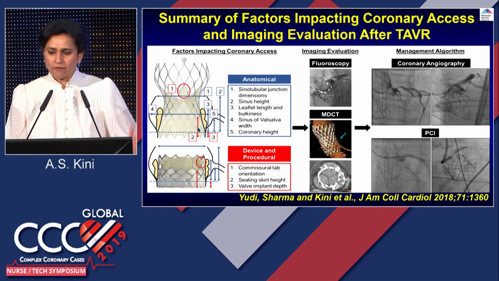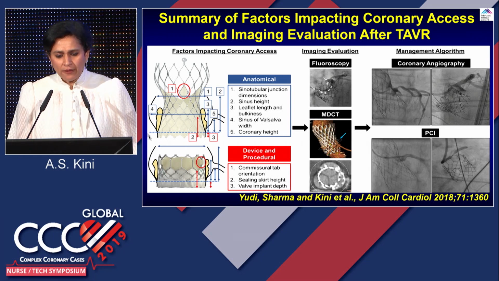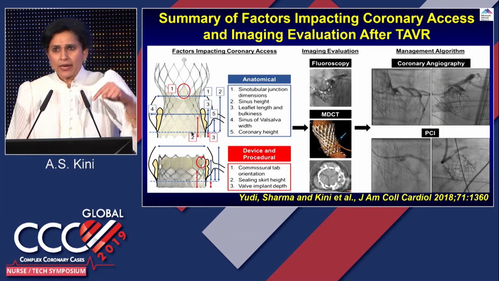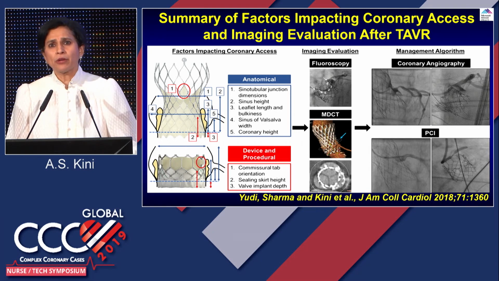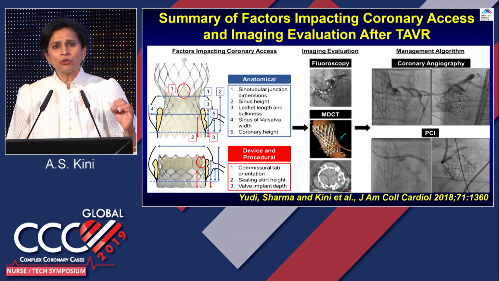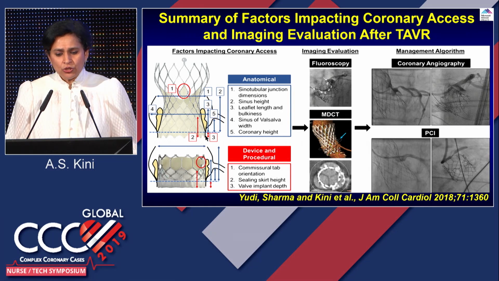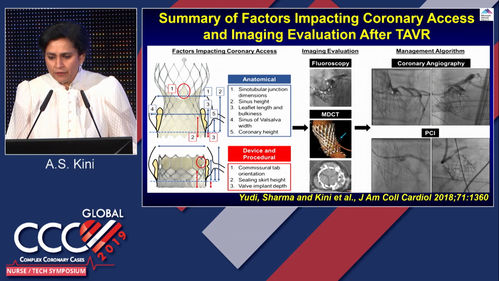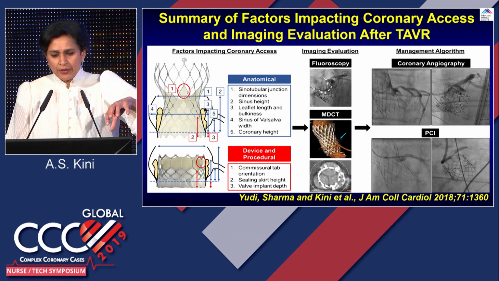But I think this is the picture. This was the central figure of that publication telling us what factors you need to consider when you are placing the valve and when they come back. They come back not because of the valve, because they survived. Now they come back because they have angina or they're presenting with non-STEMI. You need to know how to do angiography through this particular valve. So what are the things that you need to consider? The dimension is not that much. What happens is leaflet length and bulkiness. The longer your native leaflet, you see what's going to happen? The leaflet will go and obstruct the coronary artery. Also, the way the valve is oriented, right?